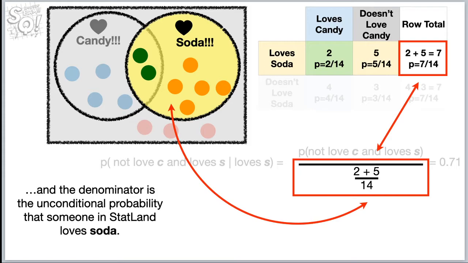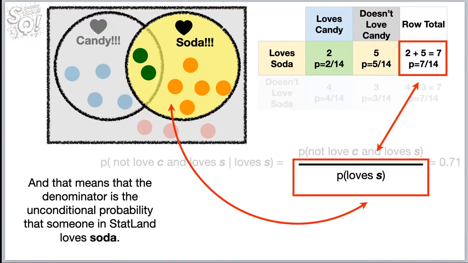In the denominator is the unconditional probability that someone in Statland loves soda. We already calculated that before: 2 plus 5 divided by 14. And that means the denominator is just the unconditional probability.